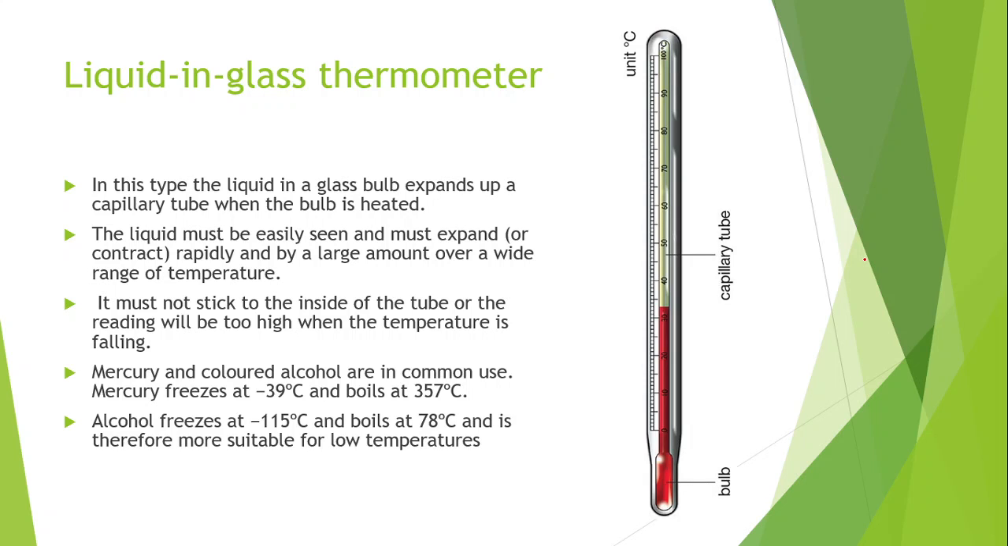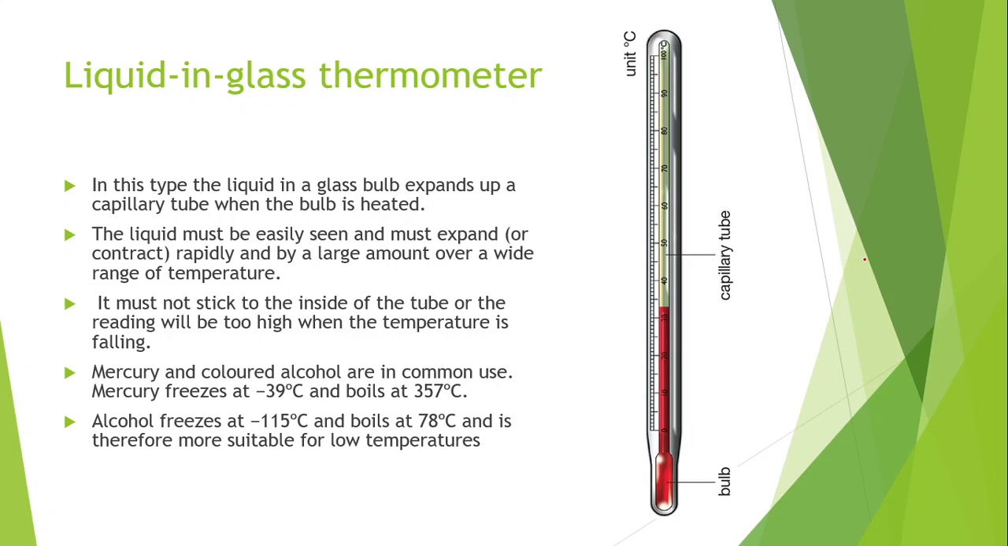The liquid must also be easily seen. Let's just say we're talking about any transparent liquid; in order to see the meniscus, or the level of the liquid that has expanded, it's important to make sure that it's colored. However, the ones that we have at homes or even at some clinics, if they're not using clinical thermometers, have mercury. Mercury in glass thermometers are a really common example that we can see.